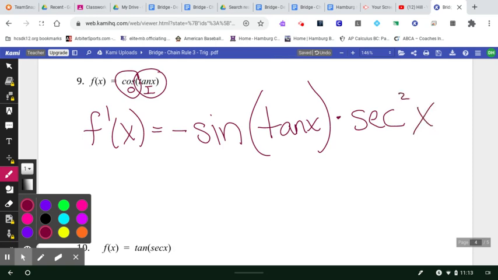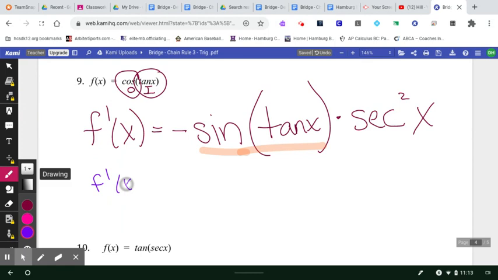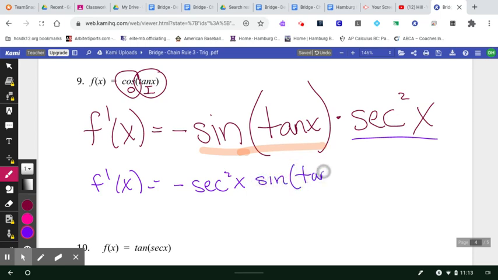So now again, when I clean this up, I just want to be very clear. You cannot break up the trigonometry, the sine of tangent of x. That's how it's read. Nothing can go inside that. So when I rewrite this, I'll pull the negative forward as my coefficient: negative secant squared of x times the sine of tan x. And that would be my final answer.